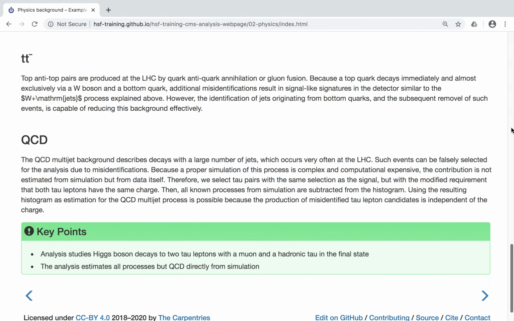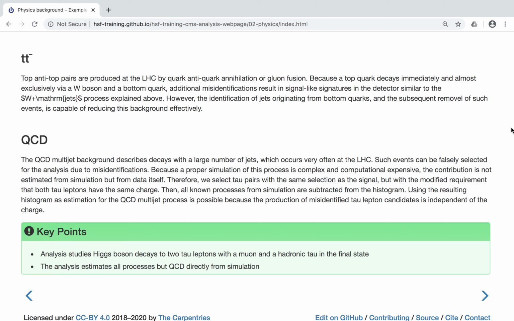Then we have TT bar, or top anti-top pairs. Top quarks decay promptly and almost exclusively via a W boson and a bottom quark, and you can get misidentifications and get signal-like signatures in the detector, similarly to the W process. However, identification of jets originating from the bottom quarks and the subsequent removal of such events is capable of reducing this background effectively.